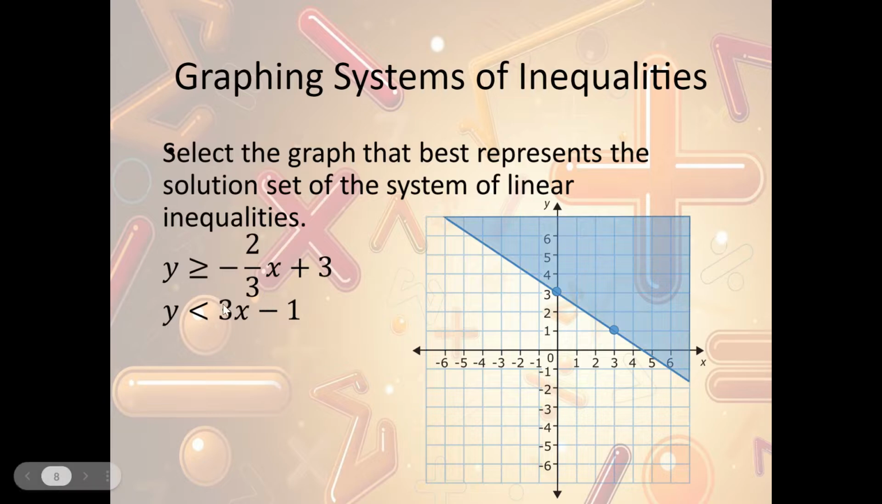Now the second one says y is less than 3x minus 1. So we'll go ahead and plot our y-intercept at negative 1.